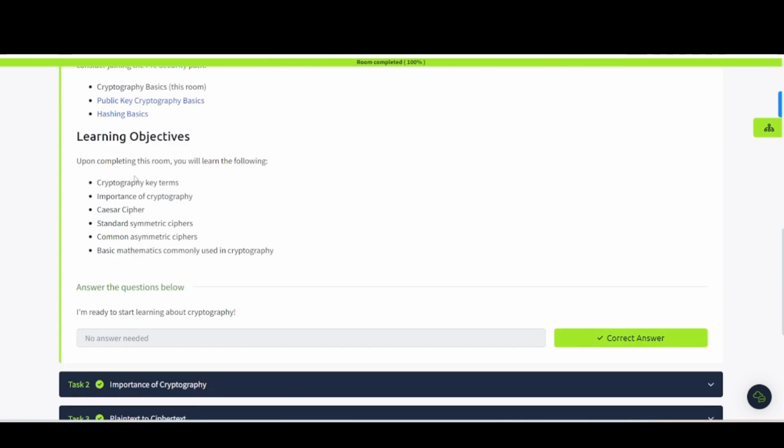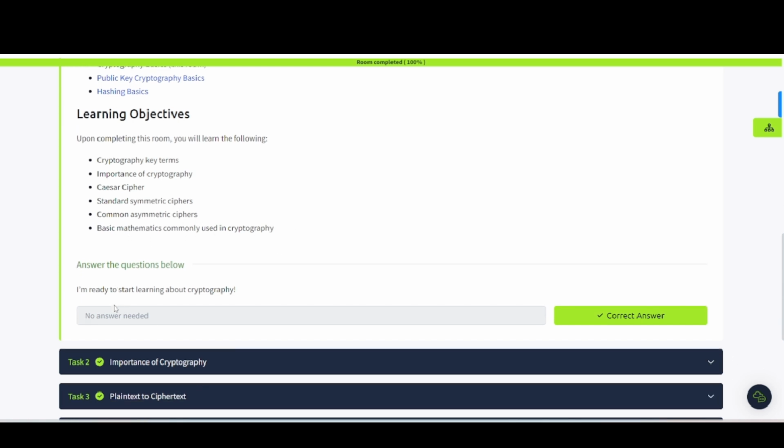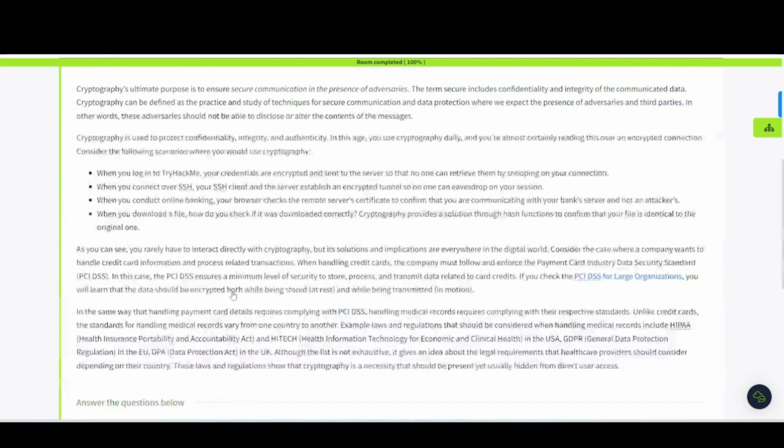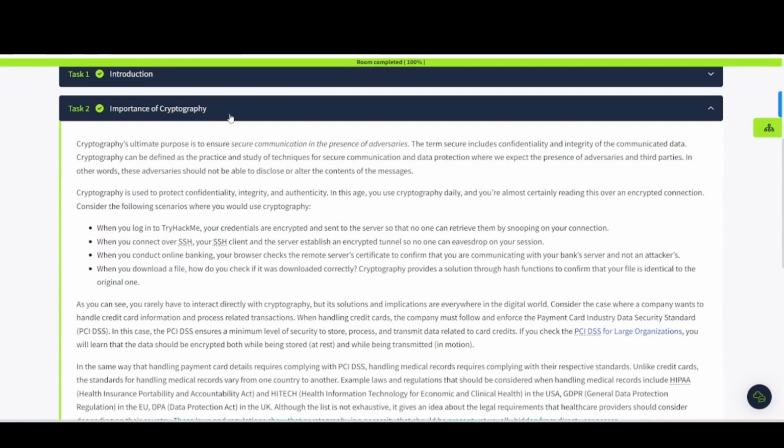Learning objectives. Upon completing this room, you will learn the following: cryptography key terms, importance of cryptography, Caesar cipher, standard symmetric ciphers, common asymmetric ciphers, basic mathematics commonly used in cryptography. All right, so ready to learn. I'm ready to learn about cryptography. So let's take a look here, task number 2, and it says importance of cryptography.